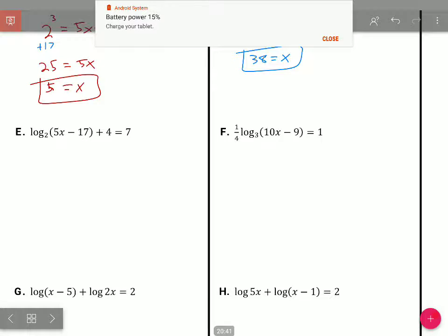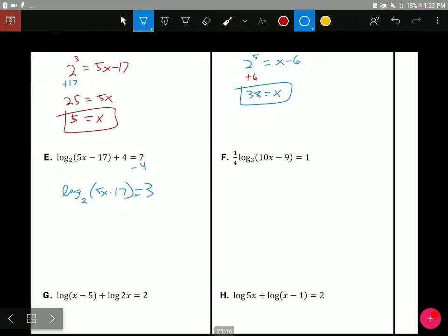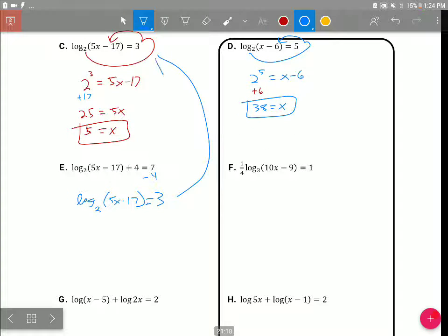Ooh, I gotta charge my tablet. About dead. Letter E. Can I go ahead and popcorn that one, or is there something I gotta do to it? Yeah, I gotta take care of that 4. Can I merge it with the log? No. There are ways to break into a log, but that ain't how you do it. So I gotta do what? Subtract the 4, exactly. So log base 2 of 5x minus 17 equals 3. Which, if you look at this problem up there, is identical at that point. So the answer to that one is 5.